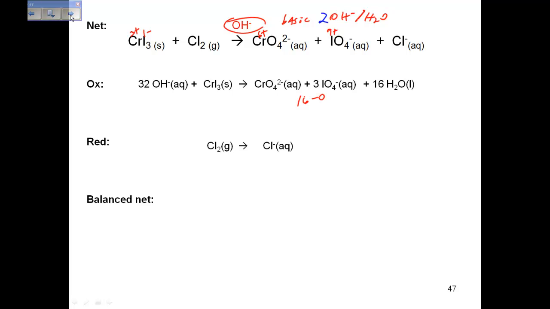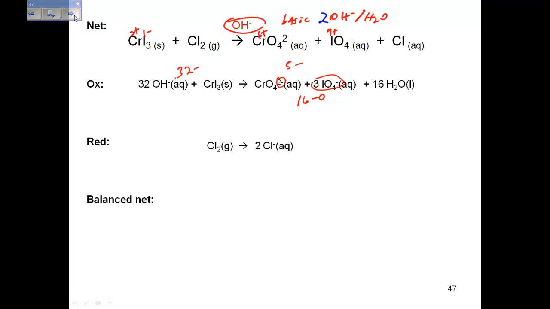Okay, we now got to balance the redox one. I got 2 chlorines on one side and 1 on the other, so I just need to put a 2 in front of that chlorine ion. Now the atoms are balanced, I have to balance charges. On my oxidation, the total charge on my reactant side is 32 minus, okay, all coming from the OH-. On the product side, I have 2 minuses and 3 minuses, so that's 5 minuses.